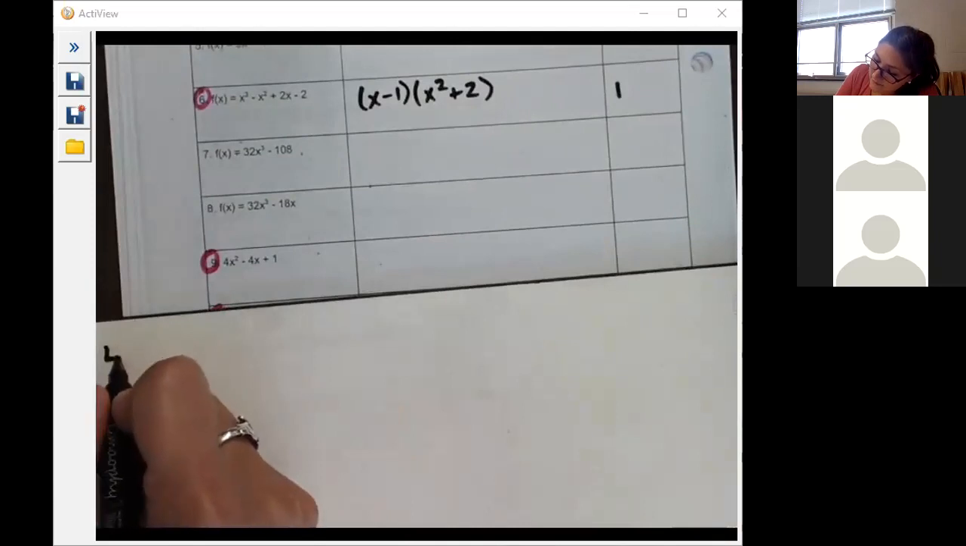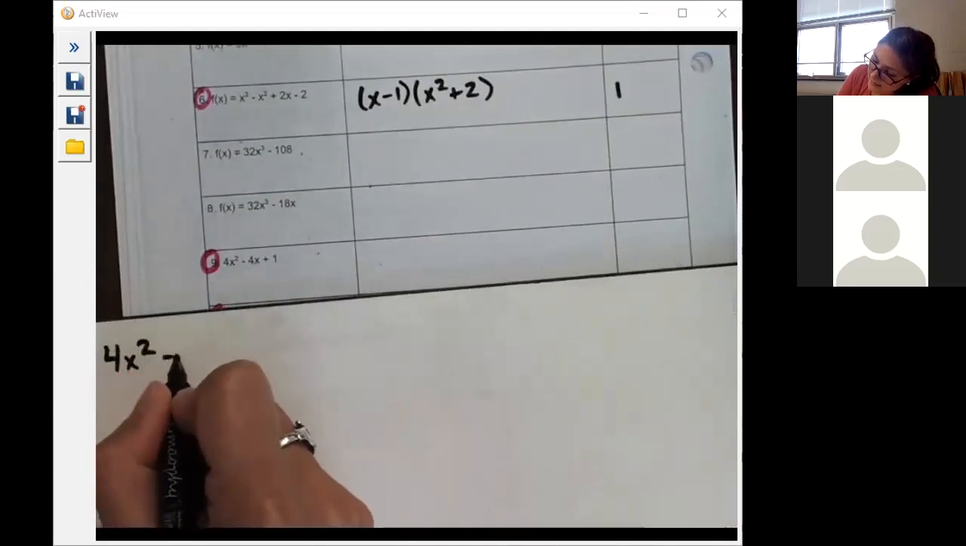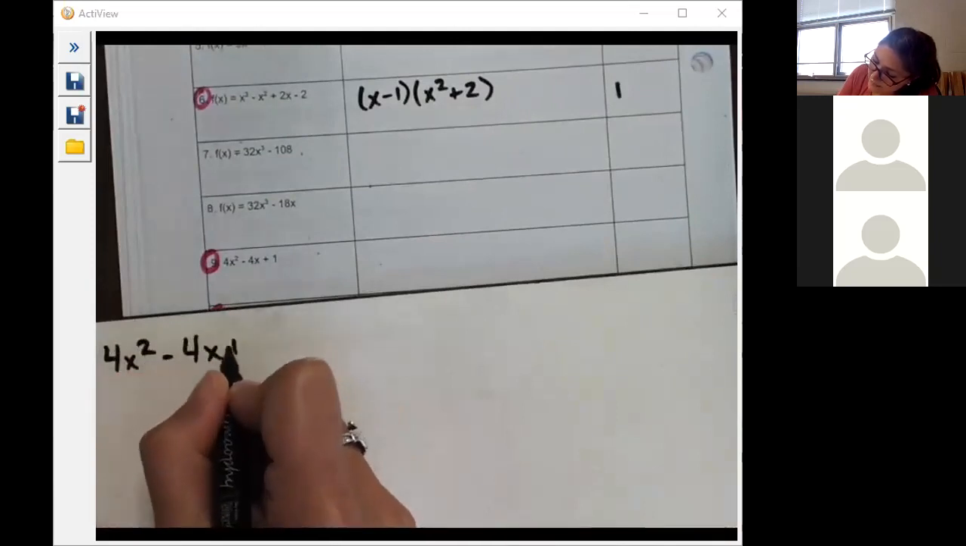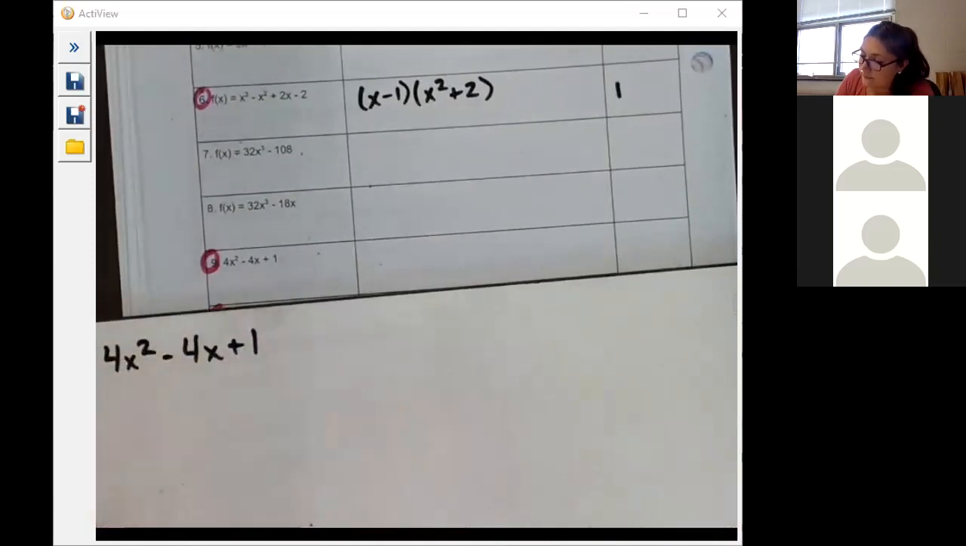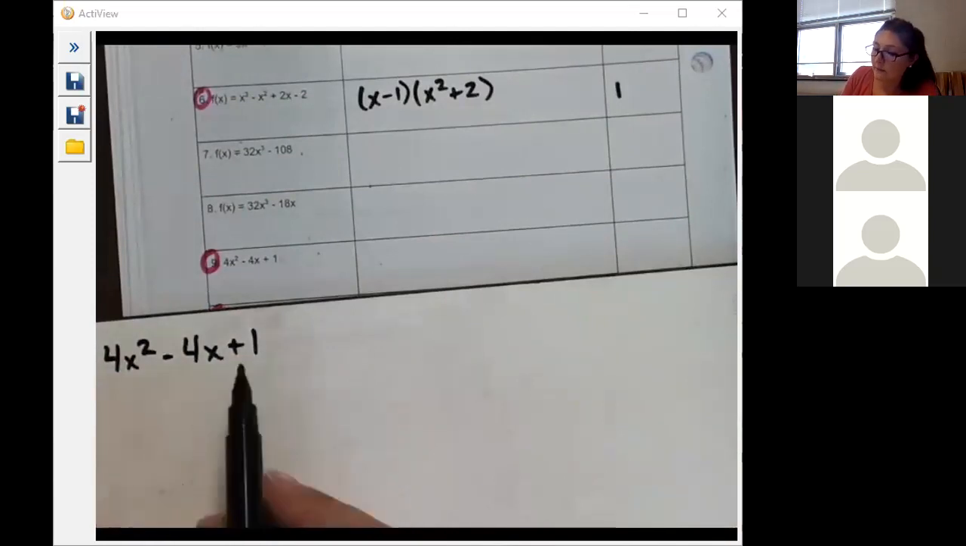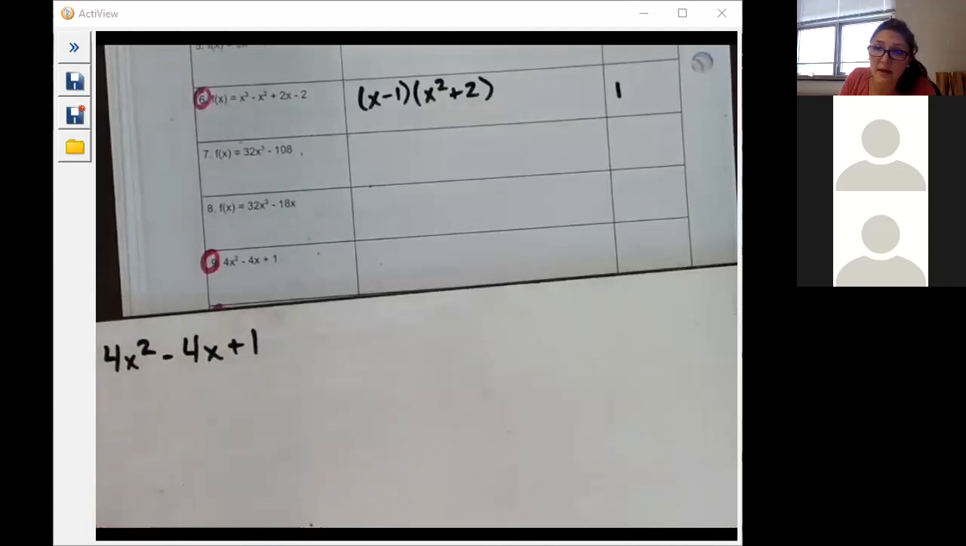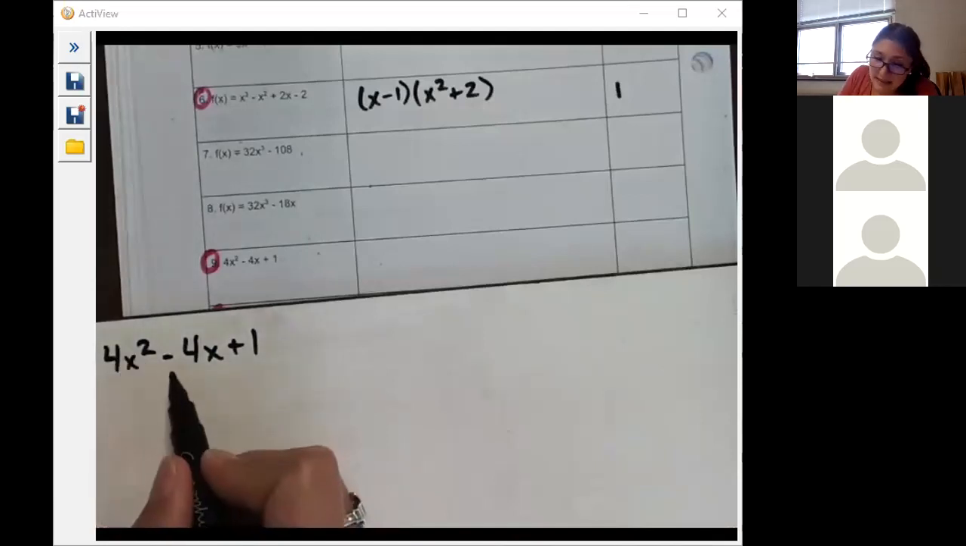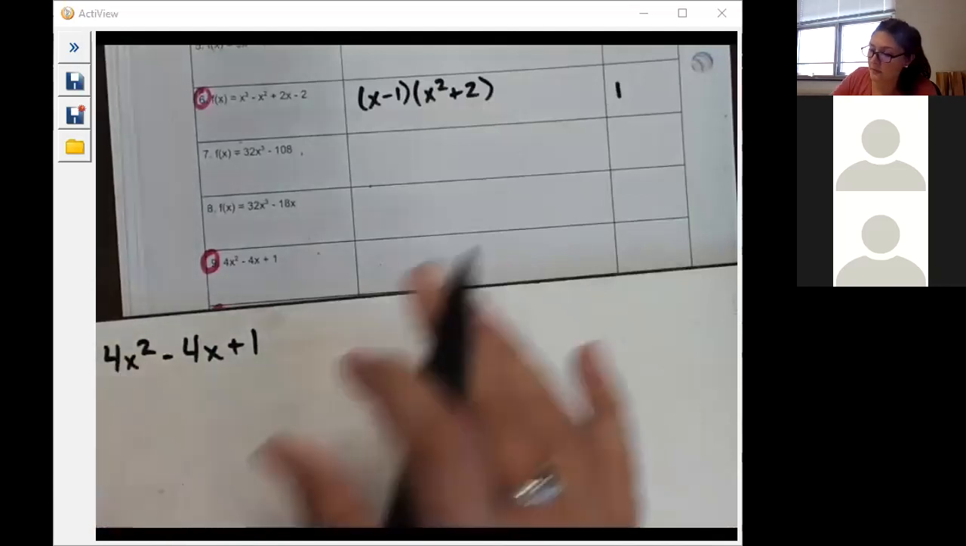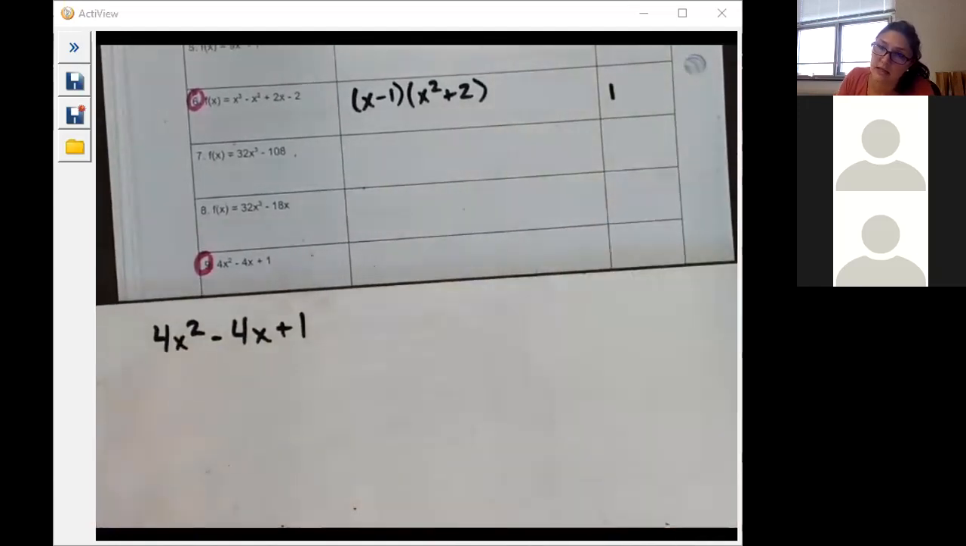Number 9, 4x squared minus 4x plus 1. What I neglected to say as we started these problems is remember that we always want to start by looking to see if the terms at the very start of the problem have a GCF, a common factor I can pull out right away. For everything we've looked at so far, including this one, there's no GCF to pull out right away, but that is always the first thing you want to look for as you're factoring.